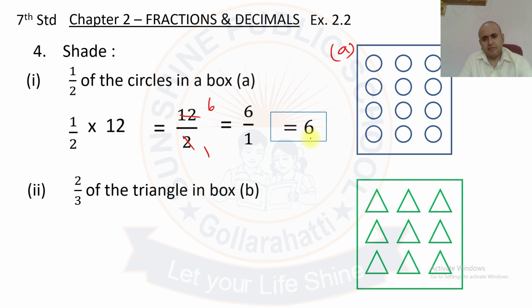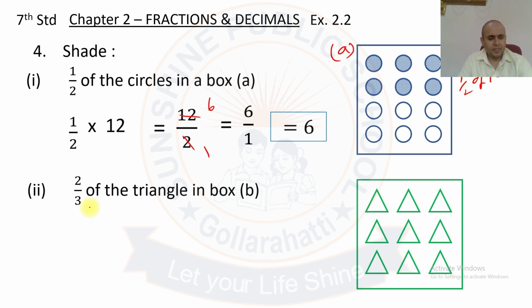So 6 means we have to shade 6 parts. Here we have to shade 6 circles out of 12. Out of 12 circles you have to shade only 6. That is, I will shade 6. This is nothing but shading 1 by 2 of 12.